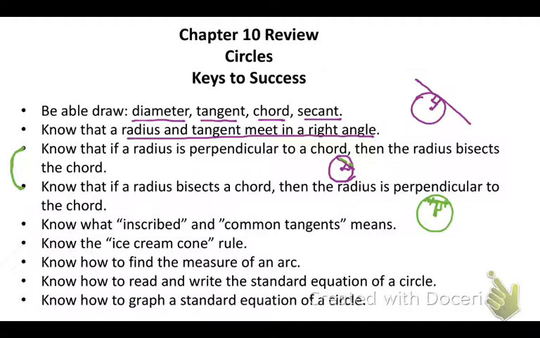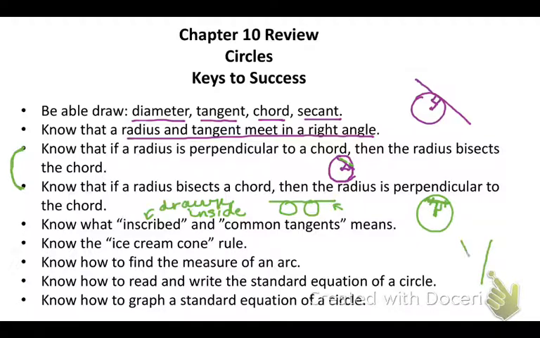So know what inscribed and common tangents mean. Inscribed means it's drawn inside. And common tangents mean that they're two circles that share a tangent. So if you have two circles and they have a tangent that goes between them, then this is a common tangent.